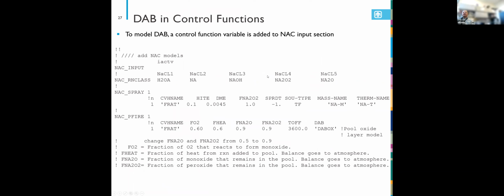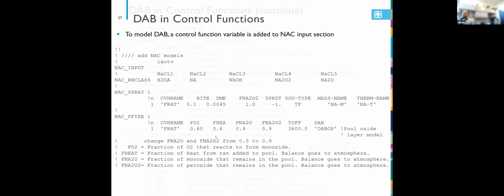Before that, let me show you the typical input for invoking sodium chemistry. Here the required input is NAC input, and then you tell it what RN class you have. In this particular simulation, we're going to model the spray, because it's some drops and it takes a while to become a pool. So we model the sodium spray as well, and then the sodium pool fire model is shown here. And here is where you put the control function for the diffusion of oxygen too, and the rest of them are still constant.